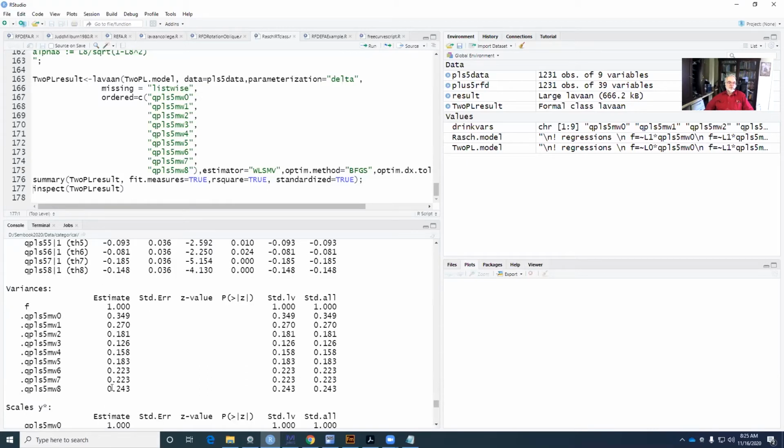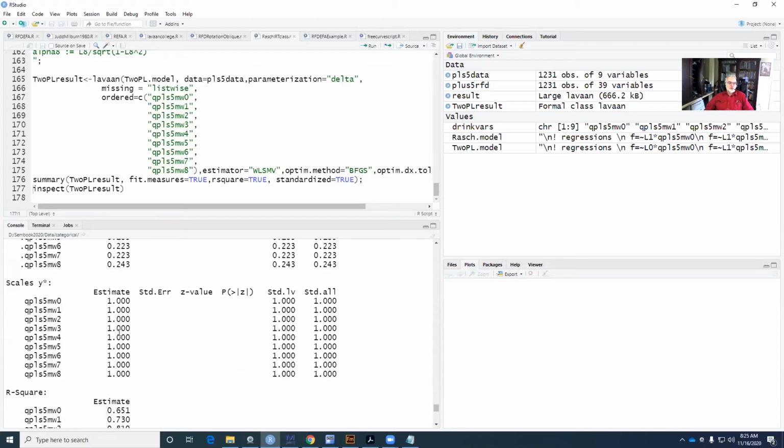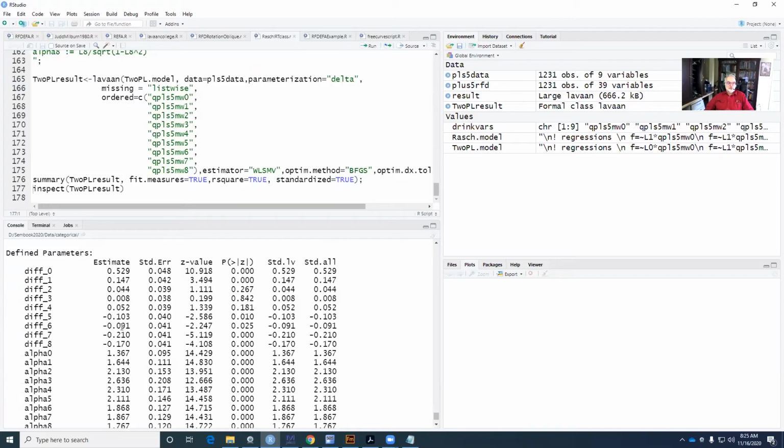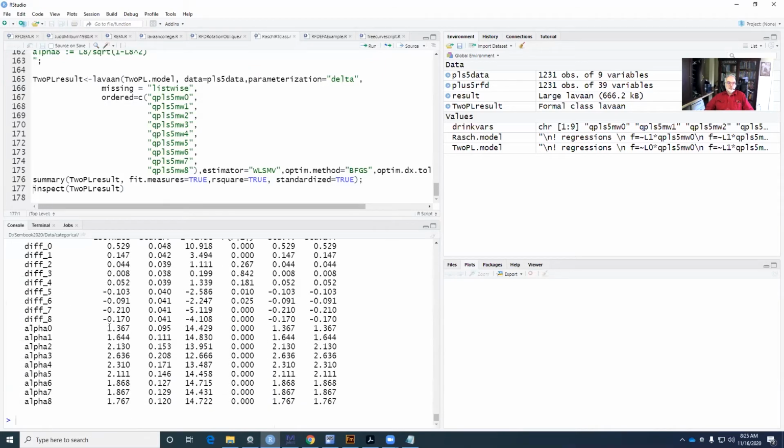Here's my variances. That is the variance that the variable, the latent response variable, that's left over after taking out the variance due to the factor. And here are my scaling factors, and they're all fixed at 1. And here's the R square, which is the square of the loading. And here's my difficulties. And here's my discriminations.